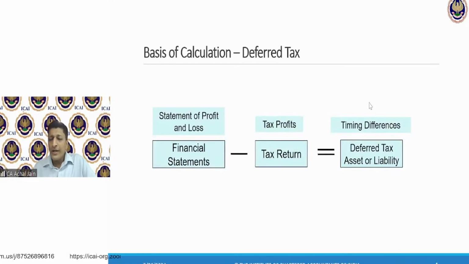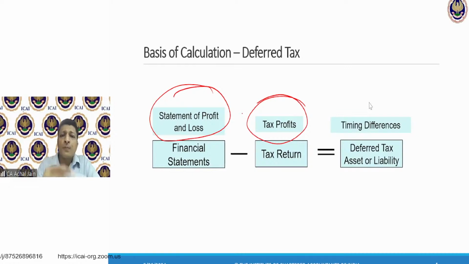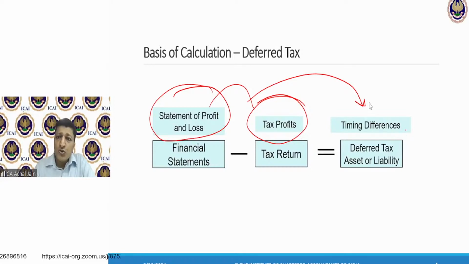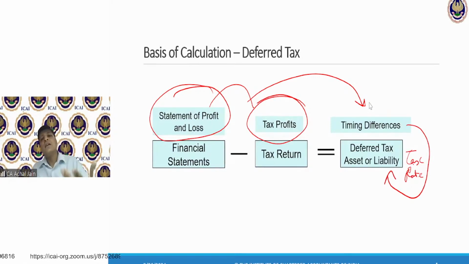Okay, so now in terms of the methodology, what did we discuss? How do you compute deferred tax? Very simple. You will pick up the statement of P&L and you will also pick up the tax return. You will compute accounting income and taxable income, and the differences between these two, if they are timing differences. On those timing differences, you will apply the tax rate. And therefore, the final amount that you will get will be deferred tax. And that deferred tax could be an asset or a liability. So that is something you'll have to assess the way we have discussed.